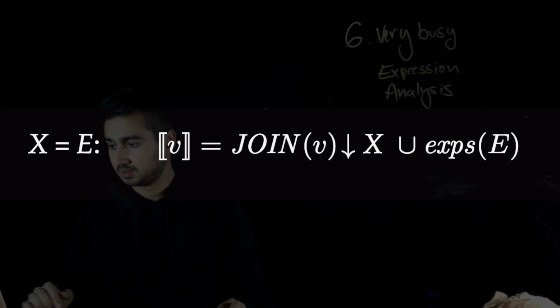Our assignments will be modeled with the following constraint rule. The constraint variable v for a CFG node that is x equals e will be join of v and then this down arrow function union together with the non-trivial expressions in e. So again, join was the intersection of all successor nodes. So we're saying we'll take all of the non-trivial expressions in all successor nodes and union them together with the expression that we're assigning to.